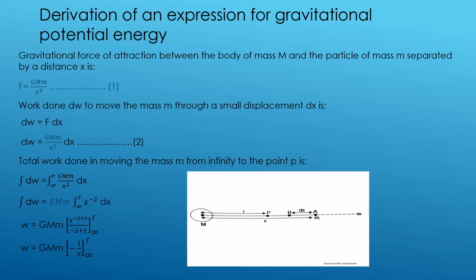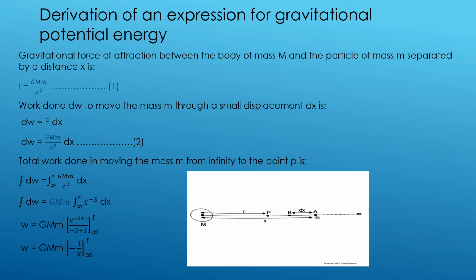Next, the work done, we can take it as dW, to move the mass small m through a small displacement dx. As I have already said, we can write the work done dW is equal to F dx. So dW is equal to, we will substitute the value of F, that is capital G capital M small m by x square dx. We will consider this as equation 2.